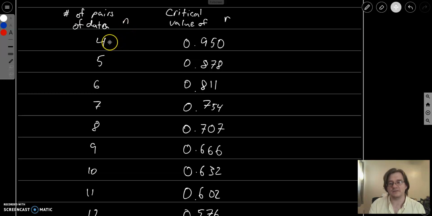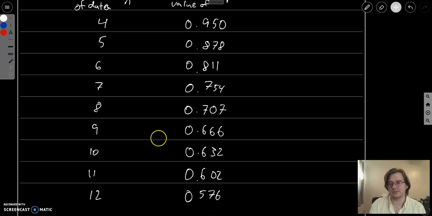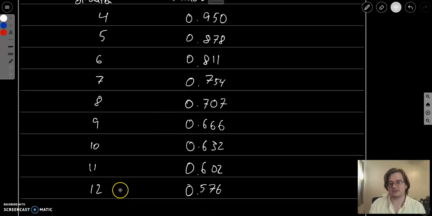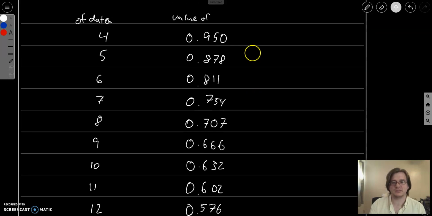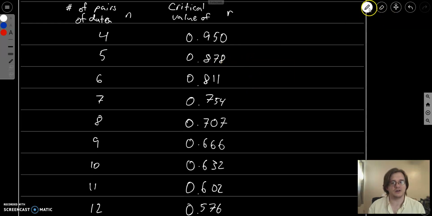When you are looking at fewer pairs of data, so if you only have 4 data points, we'll have to be really, really close to 1 to say that they're linearly correlated. When we have 12 data points, we don't have to be as close to 1 in order to make the same conclusions. So how do we use the critical value of R?